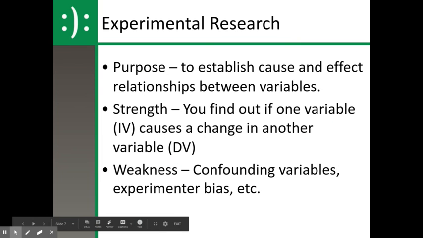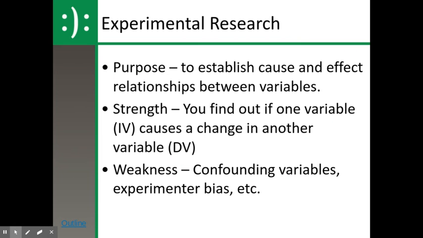and then looking to control our confounding variables. The purpose of this is to establish a causal relationship, right? Cause and effect. We couldn't do that with correlational research between variables. The strength of this is we can find out if one variable, the independent, causes a change in the other. A good way to remember this is the independent variable is what you do, the dependent variable is what you get, right? But the weakness is we can't control for every single variable possible. So we're going to have confounding variables and there's going to be bias. We have to try to control for them as best we can.